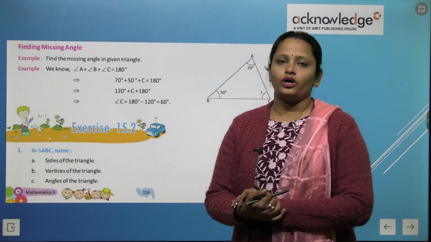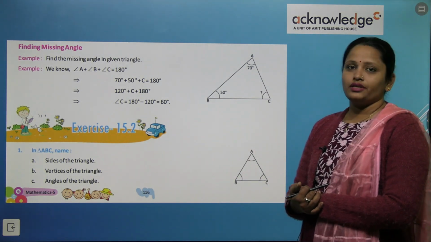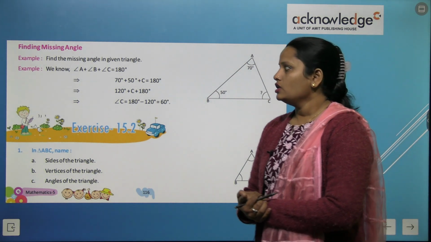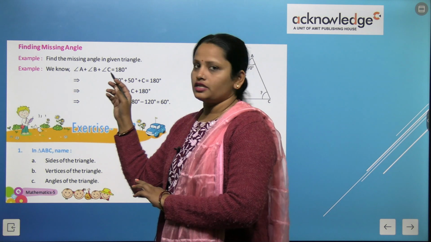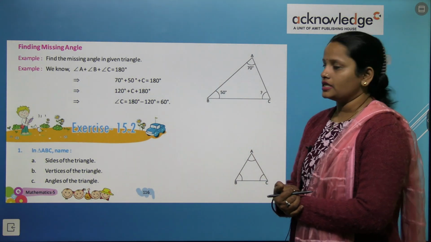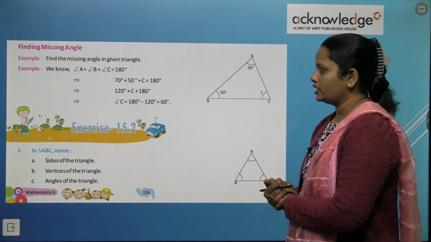Now let's learn how can we find the missing angle. अब angles हमें missing मिल रहे हैं, means दो angle दिए और एक नहीं है तो हम कैसे उसे find out करेंगे? So for finding the angle that is missing, we already know that the sum of all the angles is equal to 180 degree. So सारे angles को plus करेंगे तो हमें 180 degree मिलेगा.